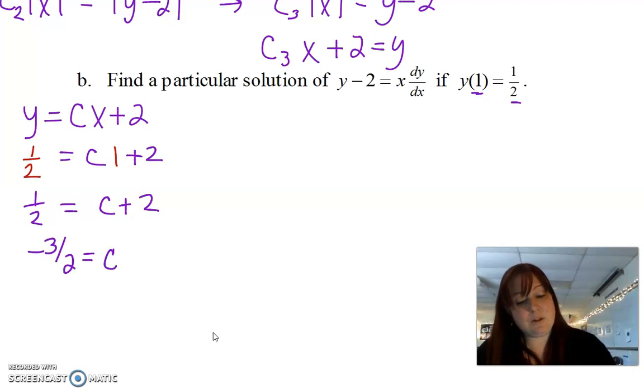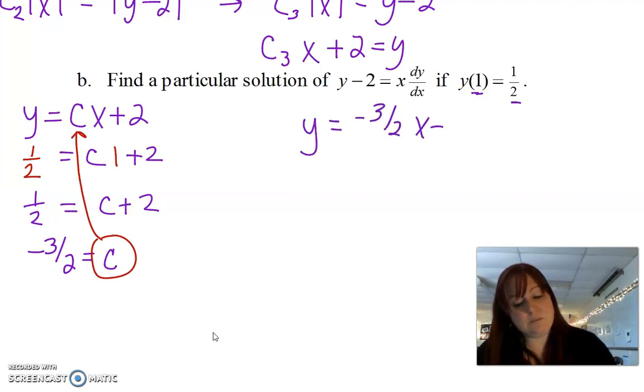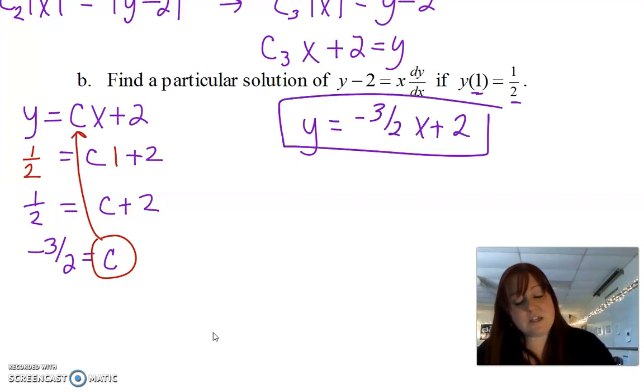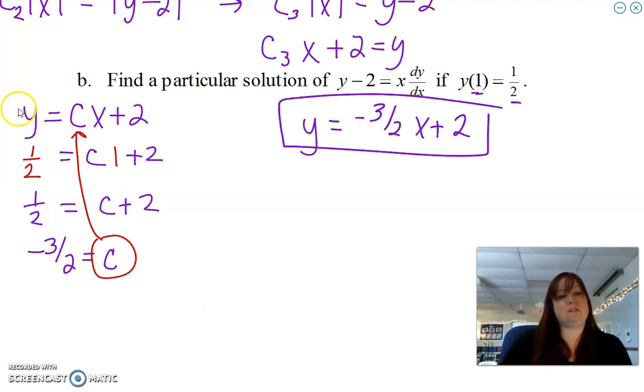So I just plug this c back in here, and I'm going to get y equals -3/2 x plus 2. So this is the particular solution. Now remember, this is our general solution saying that this is a family of functions that fit this differential equation. And now this is the exact function. So these are some lines, right? Some lines. And this is the exact line that fits this differential equation.